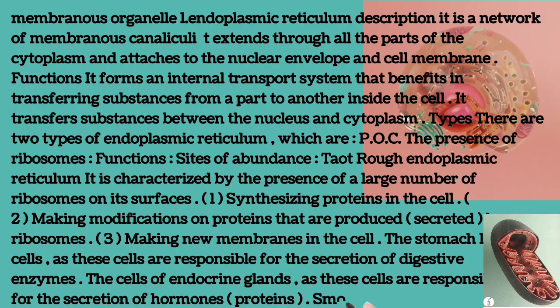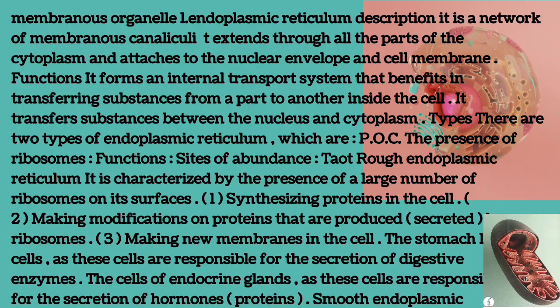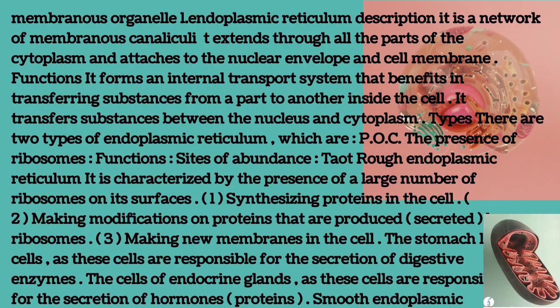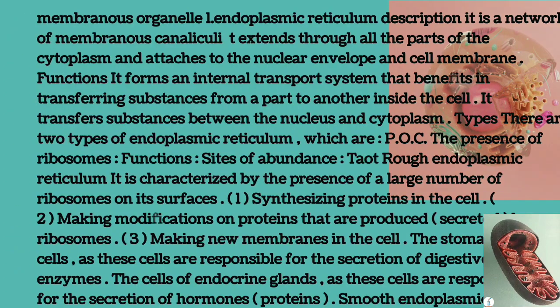Sites of abundance: the stomach lining cells, as these cells are responsible for the secretion of digestive enzymes, and the cells of endocrine glands, as these cells are responsible for the secretion of hormones, which are proteins. Smooth endoplasmic reticulum: ribosomes are absent from it. Functions: 1. Synthesizing lipids in the cell. 2. Transforming glucose into glycogen.